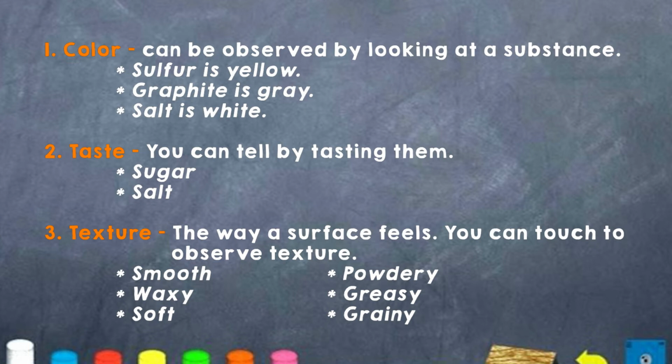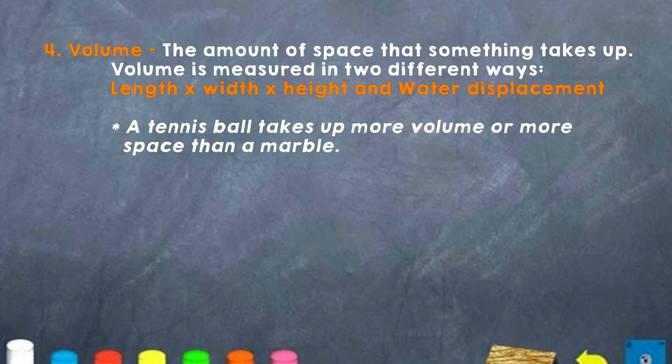You can touch to observe texture. For example, it may be smooth, waxy, soft, powdery, greasy, or grainy. That's correct. We can also talk about volume. What is volume? Volume is the amount of space that something takes up.